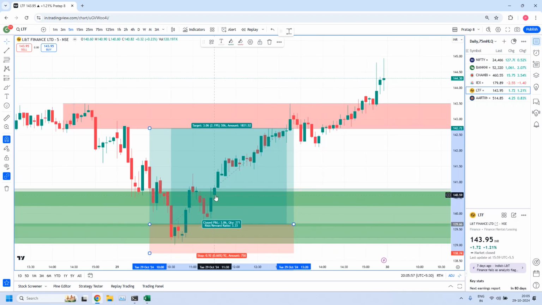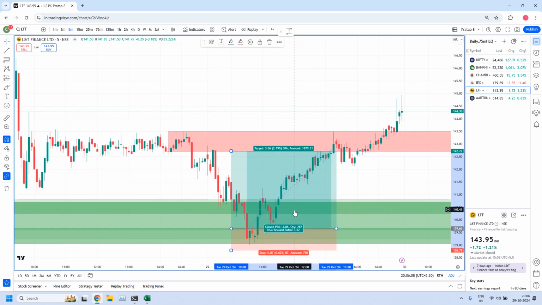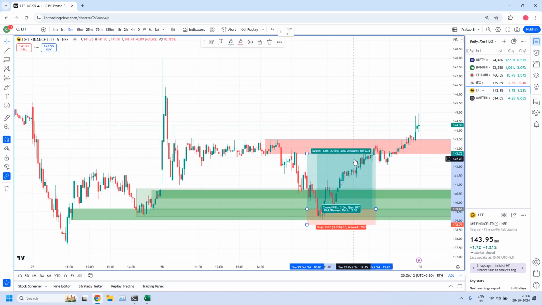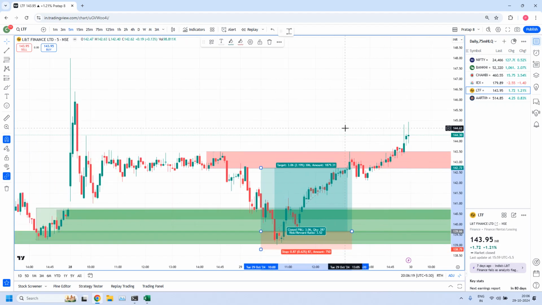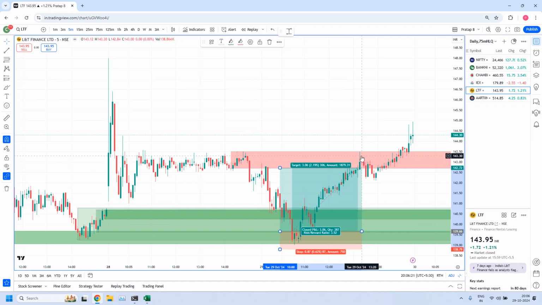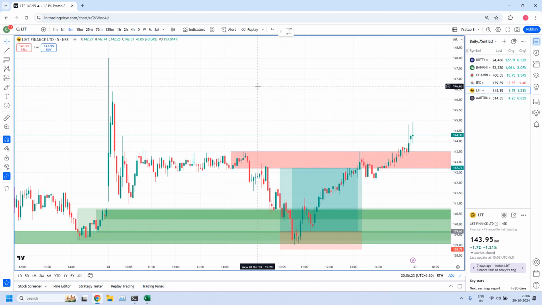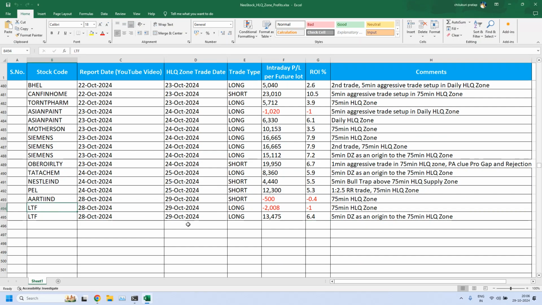You got 1:3.3. Probably I added more stop buffer. Maybe that could be the reason. Slightly reduce, because when I calculated, it was exactly 3.5. So this is what 3.5 RR it has given. See how from the digital line, how it pushed the prices up till the 15 minutes target zone. Okay. So this is about L&T Finance.